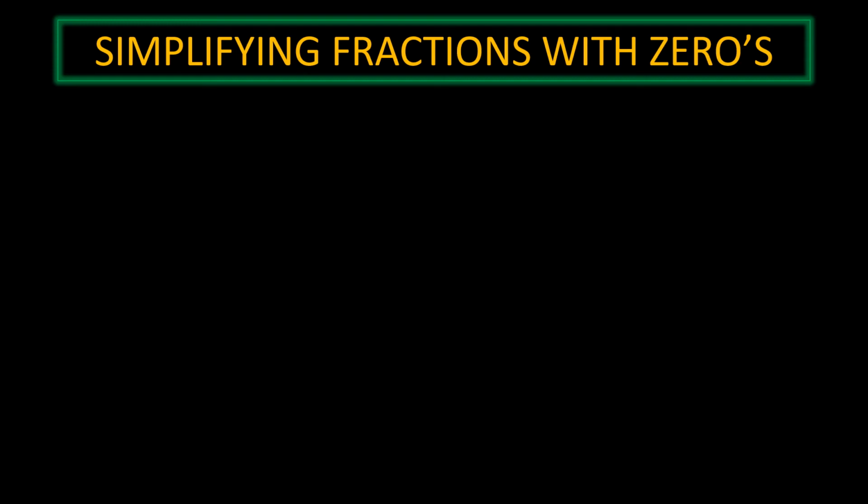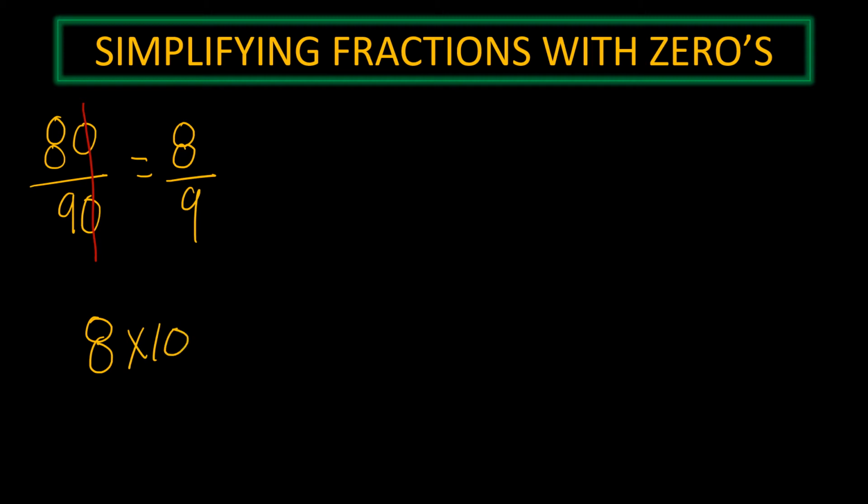In this lecture, I'd like to talk about simplifying fractions with zeros. Let's say I have 80 over 90. What we can do is just cancel out our zeros, and this will go to 8 over 9. The reason we can do that is because we can rewrite 80 as 8 times 10, and we can rewrite 90 as 9 times 10. Because we're multiplying by a 10 on top and on bottom, they'll cancel each other out. So it just goes to 1, and we're left with 8 over 9.